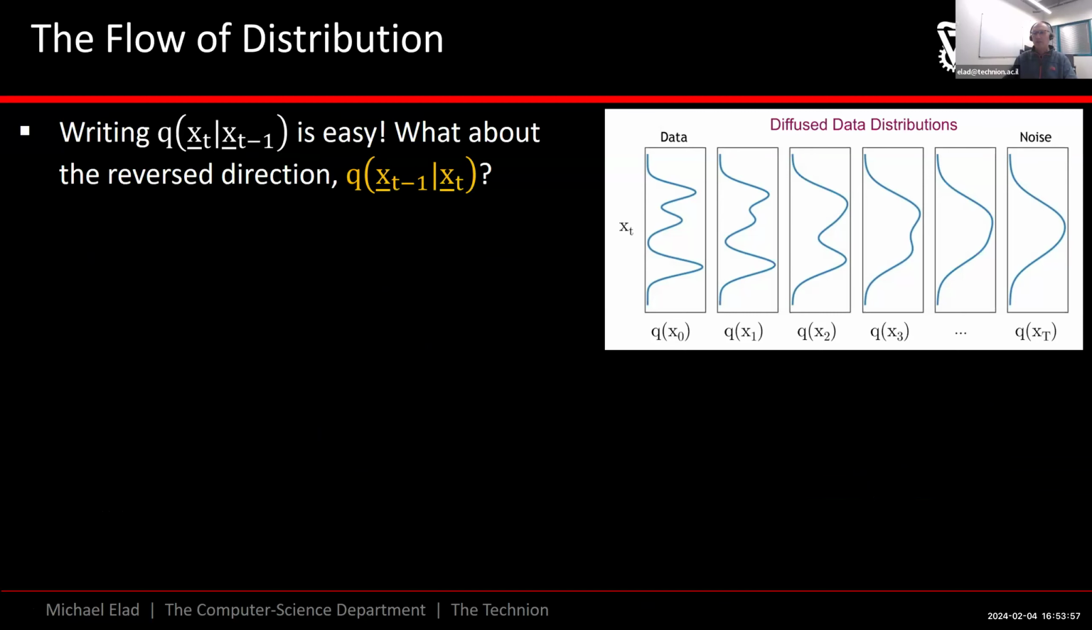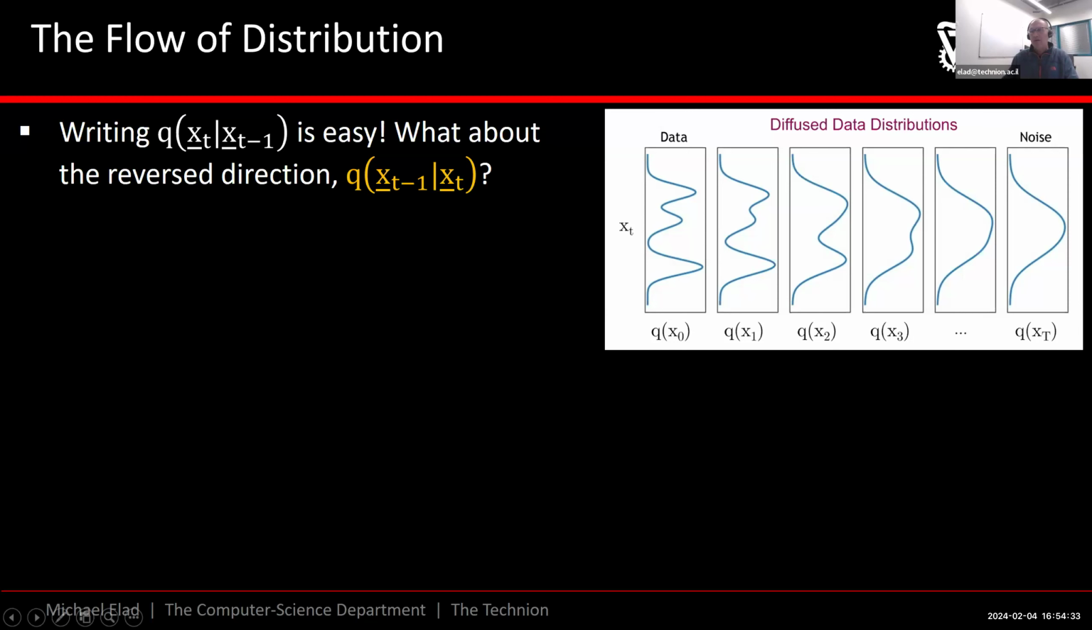Now I'm asking a critical question, and it will open the door to the main discussion of this chapter. Writing q of xt given xt minus 1 is simple. Moving from xt minus 1 to xt is the gradual mixture with the noise. We have an exact formula for it. What about the reverse? What about the probability of xt minus 1 given xt? Can we achieve some knowledge about it? Now, why am I asking? Because if I knew this yellow expression, I can sample from x0.